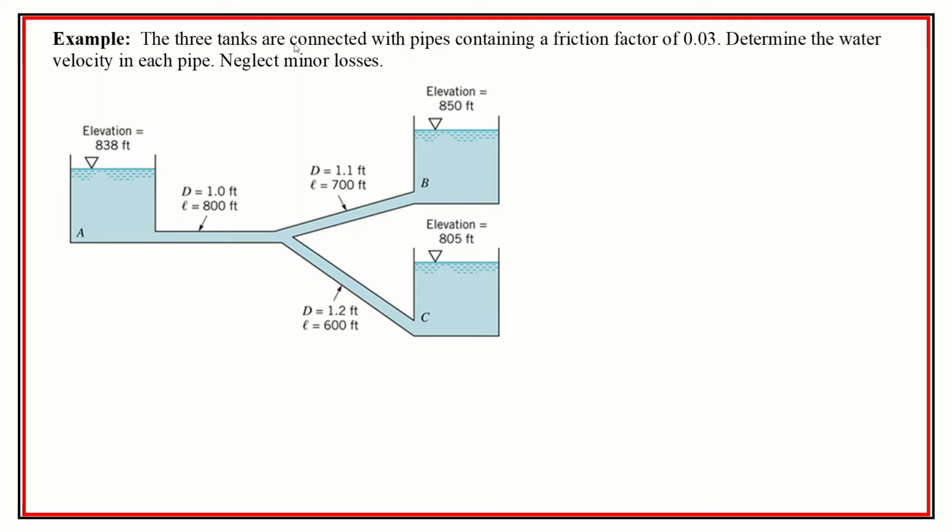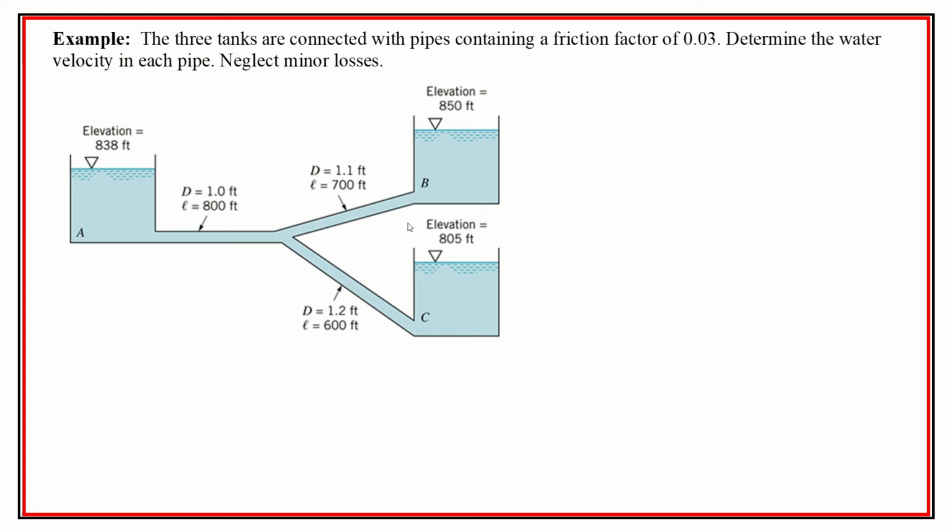So we have these three tanks, and they're connected with pipes containing a friction factor. I guess the pipes have a friction factor of 0.03. Determine the water velocity in each pipe and neglect minor losses. They give us the diameter and the length of each of these pipes, and we also know the elevations are 838 feet, 850 feet, and 805 feet.